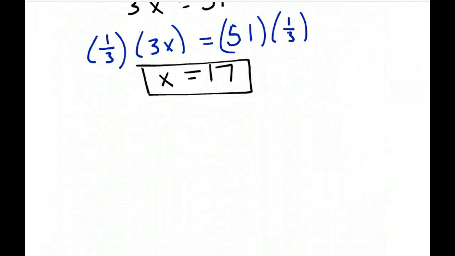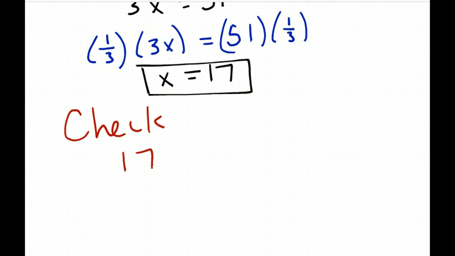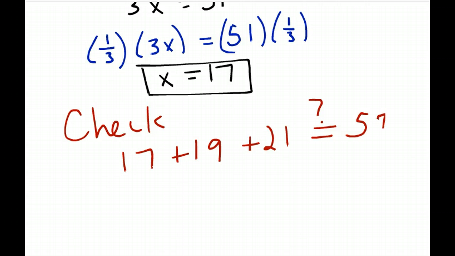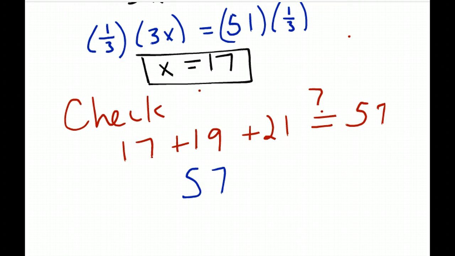So let's go down and check. 17 plus 19 plus 21. Does that equal 50? What was it supposed to equal? 57. Somebody punch that in the calculator. Yes. And 57 does equal 57.